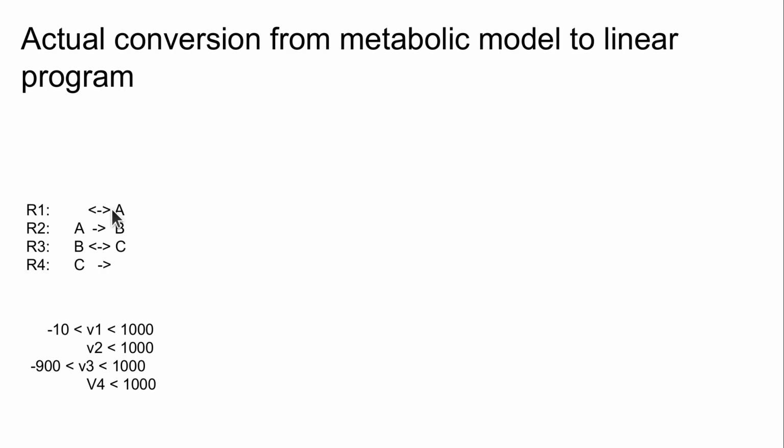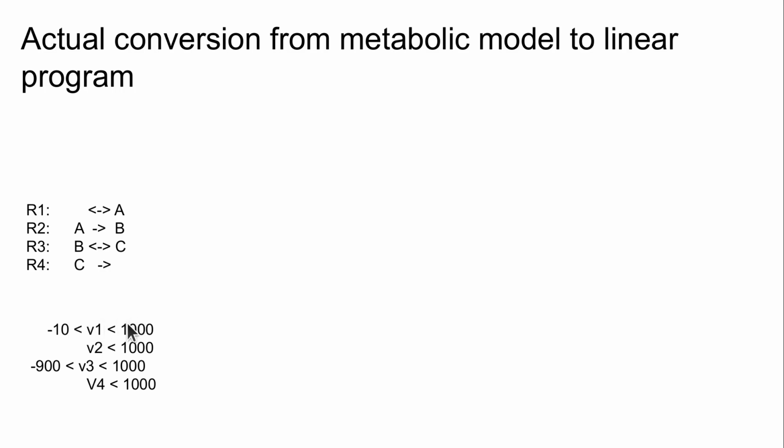We import A through a reversible reaction. A is converted into B, which is then by a unidirectional reaction. B is converted to C by a reversible reaction, and then C is exported through a one-directional reaction. And here we have our bounds, which are very typical for what we'll see.